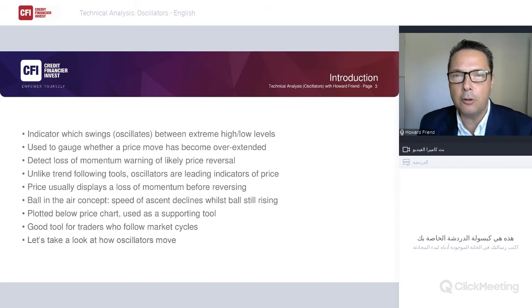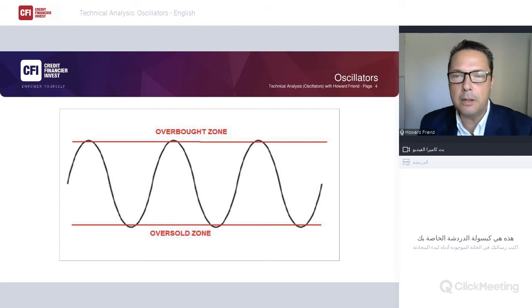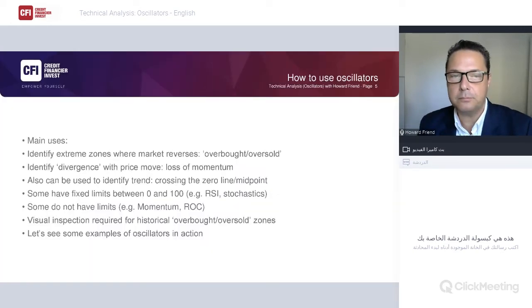So let's take a look at how some of these oscillators move. Just the typical kind of theory of the oscillator, markets will typically go between overbought and oversold. So you'll get this kind of swing high, swing low, swing high, swing low, a kind of sine wave situation where the market just gets overextended, tops out, and then starts to head lower, and so on and so forth. The main uses of oscillators are to identify extreme zones where the market is likely to reverse, in other words, overbought and oversold areas.